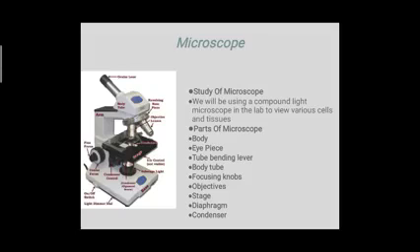Then there comes tube bending lever, a lever for setting the interpupillary distance. Body tube is the external tube, which has at its lower end a revolving nose piece, and at its lower end it has objective lenses. Then there come the focusing knobs. We have two knobs, one for coarse adjustment, the big one, and the small one is for fine adjustments. And there come the objective lenses. They are of low power lens, high power lens and oil immersion lens.